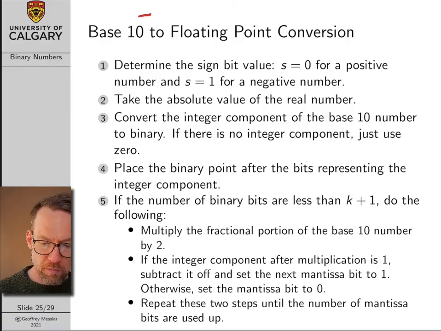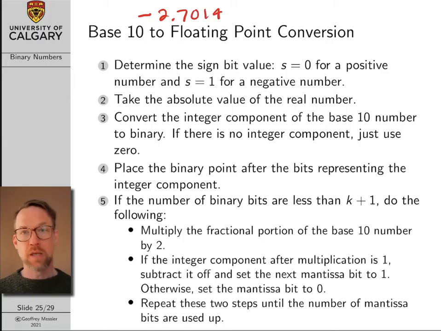So step 1, when converting a base 10 number into a floating point number, so let's say we wanted to convert minus 2.7014 into a floating point number. Step 1 is to determine the sign bit value. Step 1 is easy. So if it's a negative number, s is equal to 1, otherwise s is equal to 0. Once you've determined the sign bit, you can get rid of the sign and just treat the number as a positive number going forward.